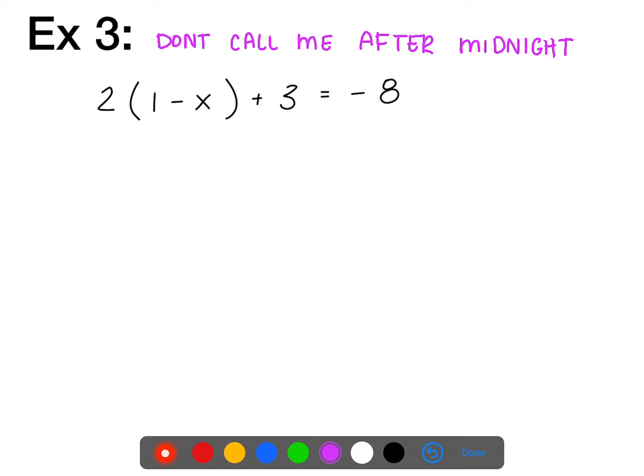Do I have anything I can distribute? Yay, finally I get to distribute, right? So when I distribute, I'm going to bring this 2 into the 1 and the -x. So 2 times 1 gives me 2. 2 times -x gives me -2x. And then I'm just going to bring down everything else.